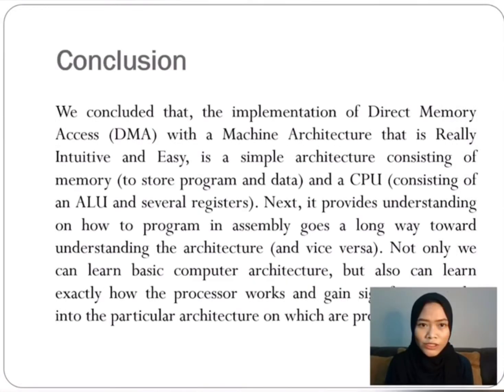So for the conclusion, we concluded that the implementation of direct memory access (DMA) with a machine architecture that is really intuitive and easy is a simple architecture consisting of the memory to store program and data, and a CPU consisting of an ALU and several registers.